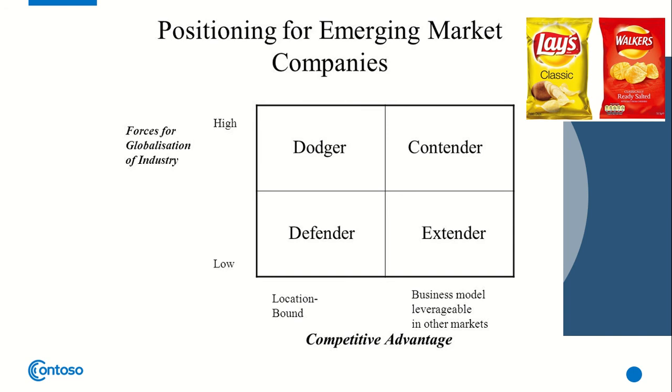Okay, then we have the Extender strategy. The Extender strategy concerns companies possessing many competitive assets. However, the pressure to globalize in the industry is low. If a company's resources can be at least partially transferable to other markets, there is a possibility to use them abroad. So if the strengths of an organization are valued abroad, then expansion to selected markets is feasible.